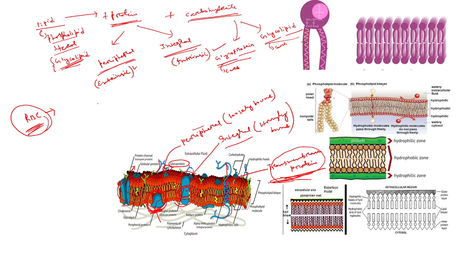So in the RBC, 52% protein is present, 40% lipid is present, and 10% carbohydrate is present.